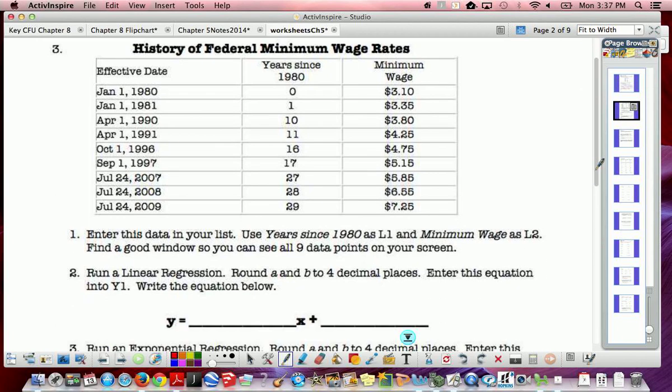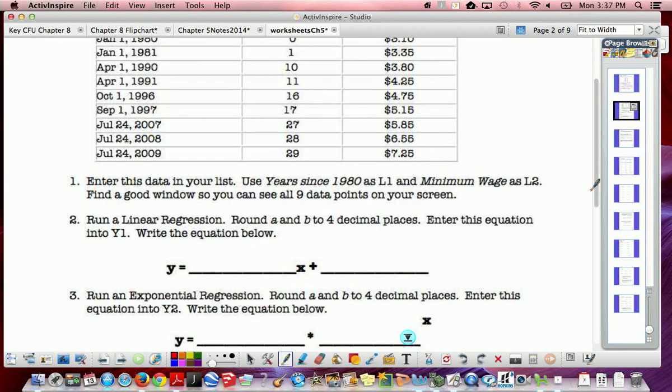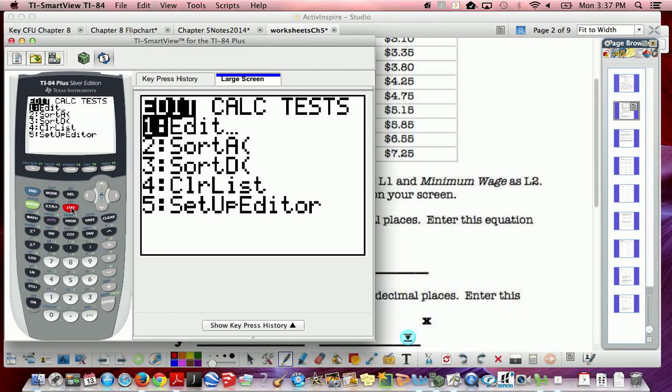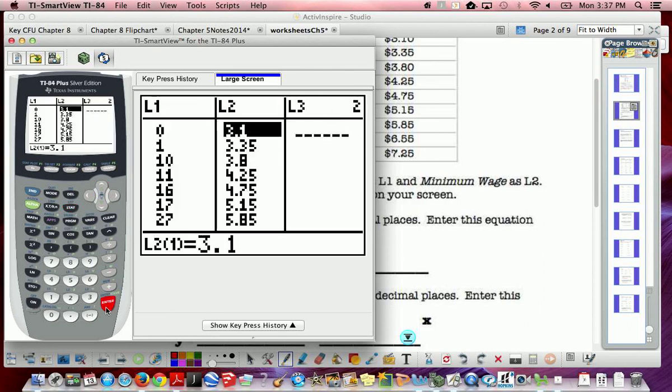So again, in number 1, it says enter your data into the list. Use years since 1980 as list 1, and minimum wage as list 2. Find a good window so you can see all the data points. Just to show you how we do this, if I hit stat and I go to edit, I have my data points in list 1 and list 2. If you don't have them in there, pause your video for just a minute, get them in, and then unpause the video to continue.